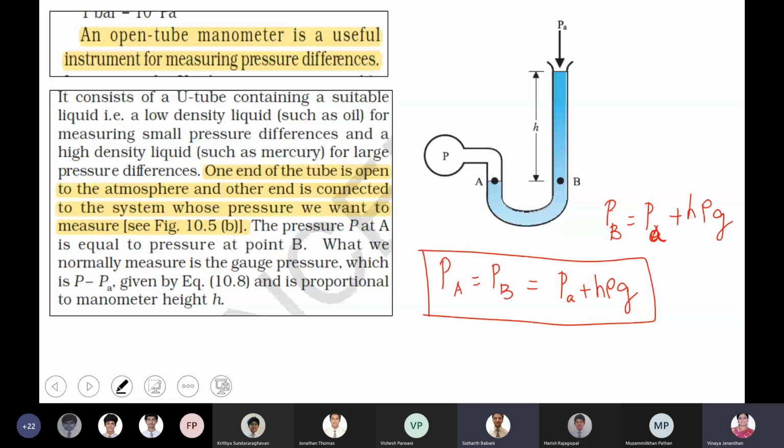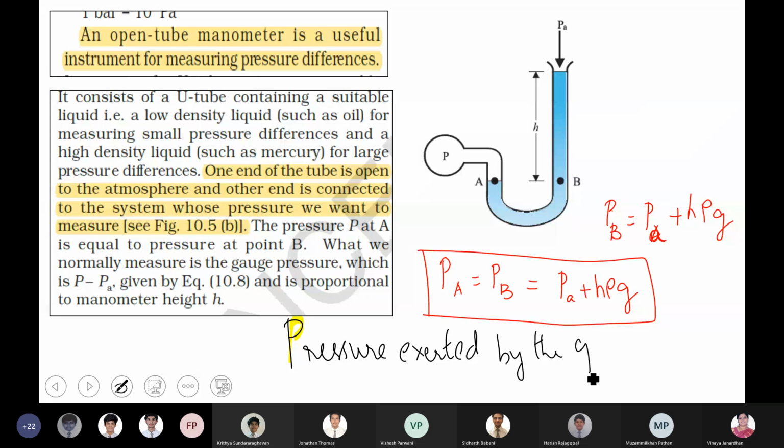PB, PA, okay, pressure exerted by the gas, P is equal to PA. So you have got the value. If you want to find P, you have to find PA. To find PA, you have to find the value of PB, right? So the pressure exerted by the gas will be equal to P0 plus h rho g.